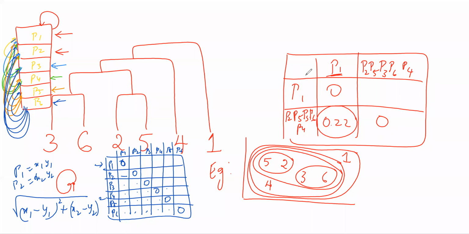So initially I got the minimum distance between P3 and P6. That was my minimum distance. So first I created the dendrogram with P3 and P6. The next step, after I identified these two forming one cluster, is to check from the remaining data points whether any other data point is very close by to this.